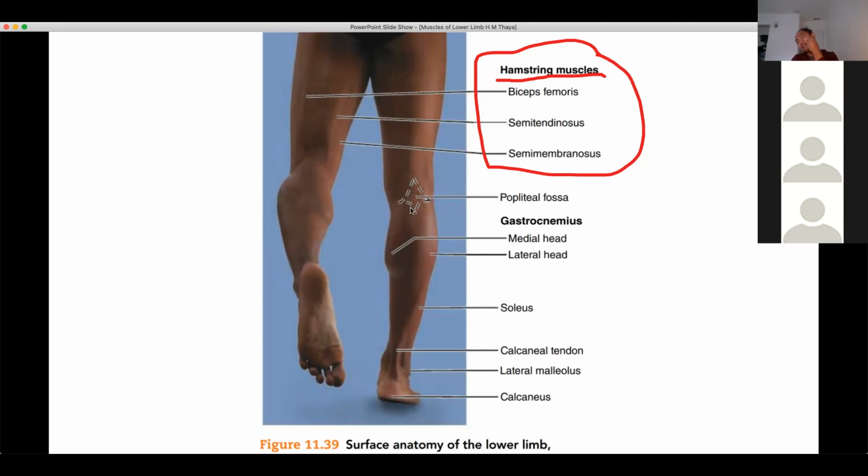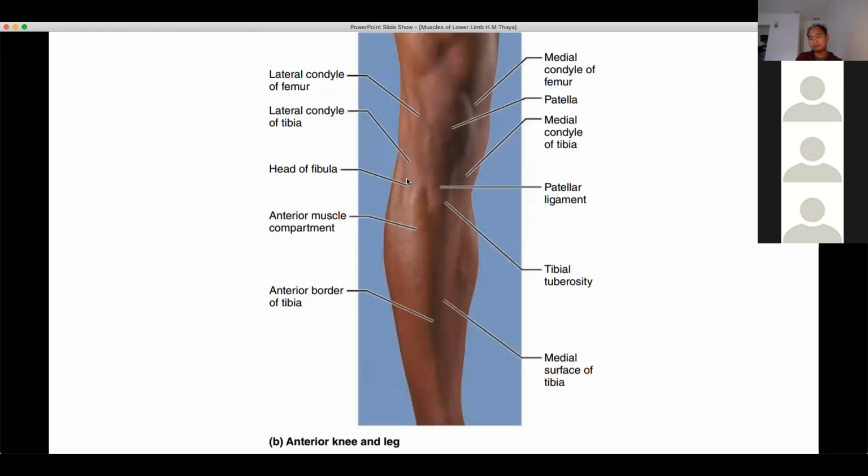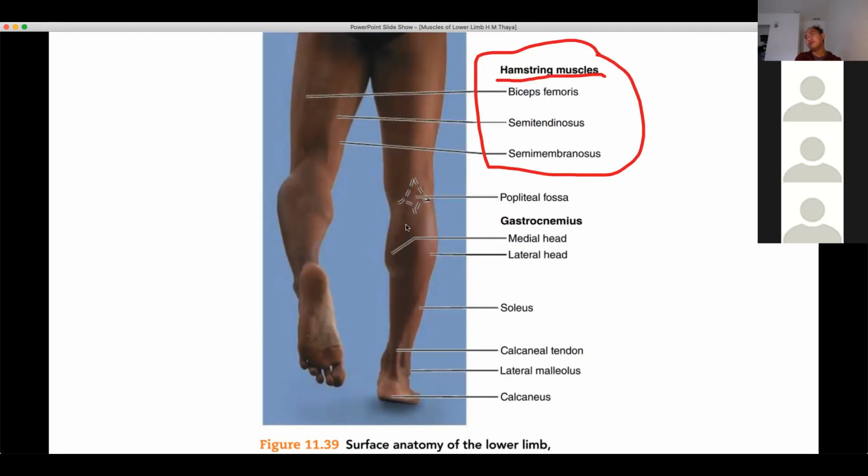And now there is an imaginary diamond-shaped area, which is what we call the popliteal fossa. You need to know the popliteal fossa, and you need to know its boundaries. So the boundaries of the popliteal fossa are: biceps, semi-T, semi-M, the medial head of the gastrocnemius, and the lateral head of the gastrocnemius. It is pretty simple, but you have to keep an eye on where it is going.